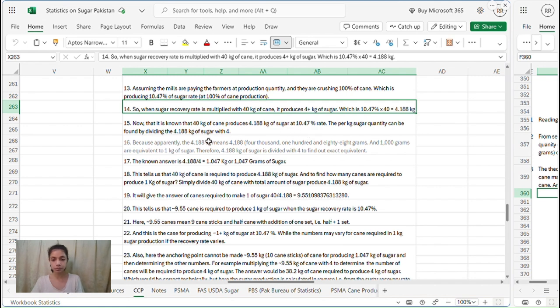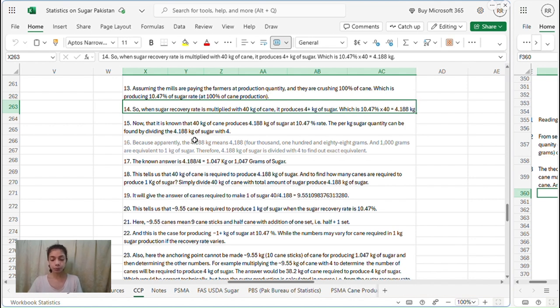Point number 14 says, when sugar recovery rate is multiplied with 40 kg of cane, it produces 4 plus kg of sugar, which is 10.47% into 40 kg of cane, which equals 4 kg and 188 grams of sugar. So that was simple. You multiply the quantity of cane with the sugar recovery rate percentage, and then you get the total quantity of sugar.